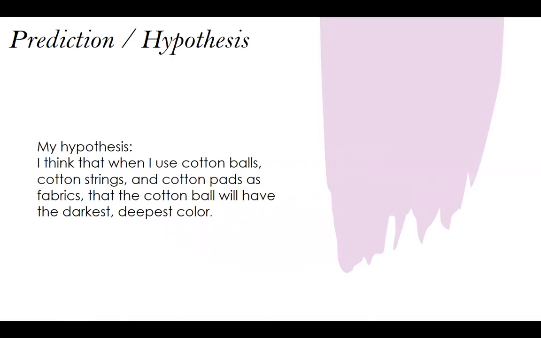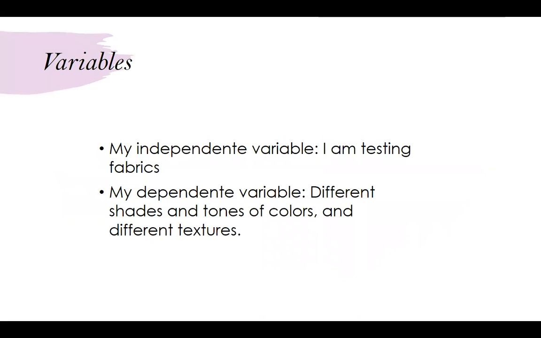My hypothesis was that when I use cotton strings, cotton pads, and cotton balls as fabrics, the cotton ball will have the darkest, deepest color. My independent variable was fabrics, and my dependent variable was different shades and tones of color and different textures.